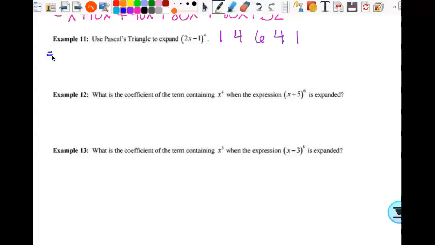So we're going to start. I use the first number in Pascal's triangle, which is 1. Then I multiply by 2x and times a negative 1. Super important you're using parentheses here so you're not messing up signs. Plus 4 times 2x times negative 1. Okay, you should be able to finish out writing that on your own.